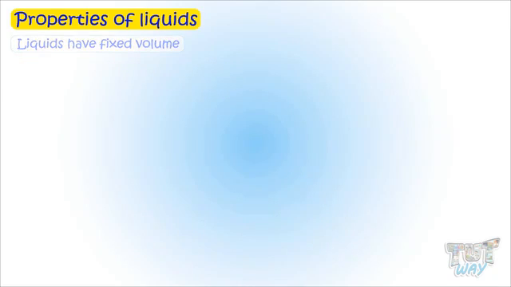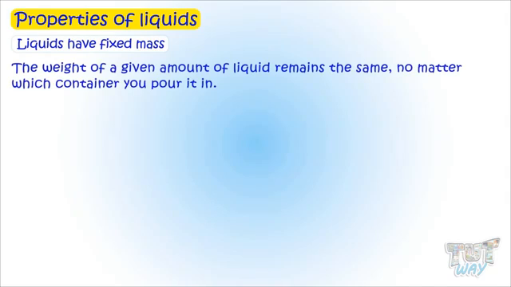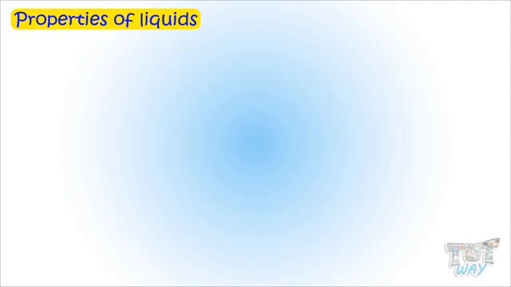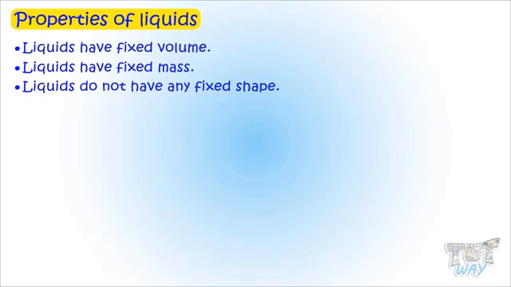Now, let's learn the next property of water. Liquids have fixed mass. The weight of a given amount of liquid remains the same, no matter which container you pour it in. If you have 1 liter of any liquid, it will remain a liter of liquid, no matter in which container you pour it into. So we learned liquids have fixed volume, fixed mass, but not fixed shape.